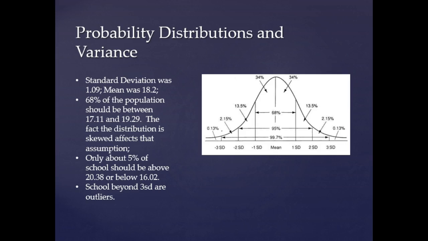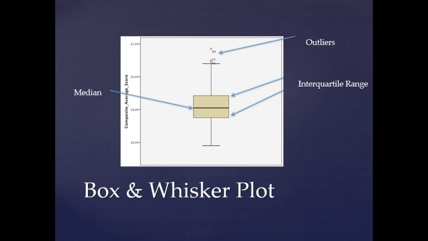And the schools that are beyond 3 standard deviations represent the outliers. So another way to think about this or to visualize it is the use of a box and whisker plot. And what the box represents is what's known as the interquartile range, and this reflects that 50% of the scores fall in the middle. So that means that from our sample, 50% of the scores are represented within that box. Notice that there's some dots on the upper end that represent outliers.